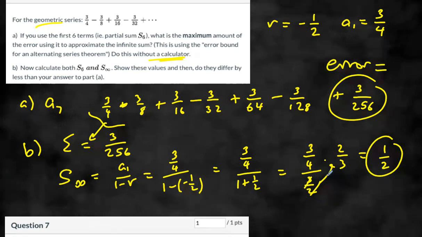Finally, we're just asked to show that these differ, these being the real sum compared against the approximate sum. This is the sum only from k equals 1 to 6. So if we compare these two numbers, subtract them, the difference there should be less.